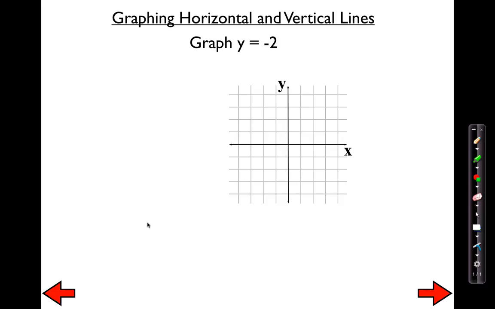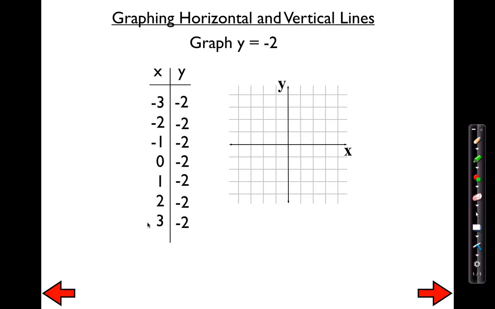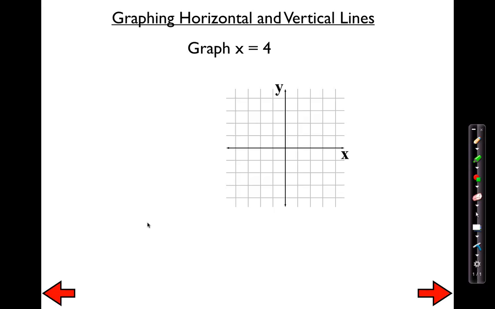Okay, so we're back. So first things first, you're going to go ahead and create a table. Here, it tells you to graph y equals -2. So for the y's, I'm going to go ahead and put -2 since that's the rule, y equals -2. Now I'm going to pick any value for x. I'm going to go from -3 to 3. I'm going to go ahead and plot my points and notice I have a horizontal line. For our next problem, it says x equals 4. I want you to go ahead and pause the video and try this one on your own and see how well you do.